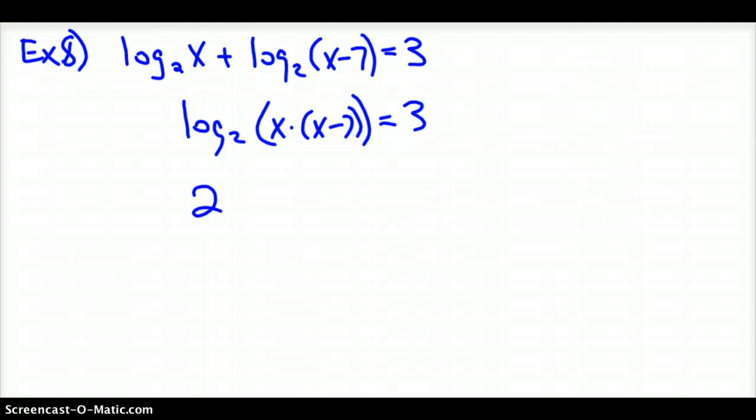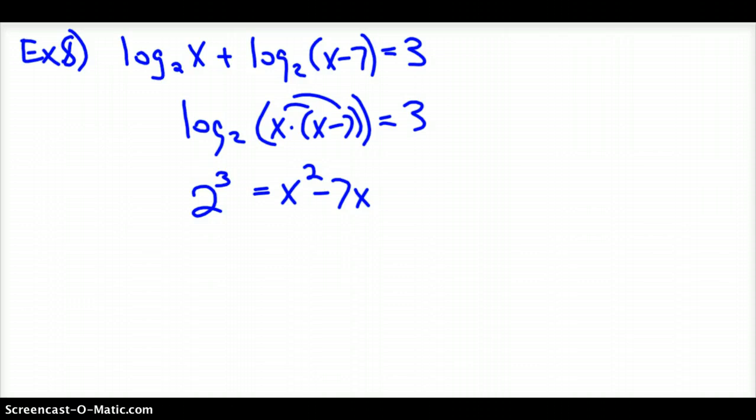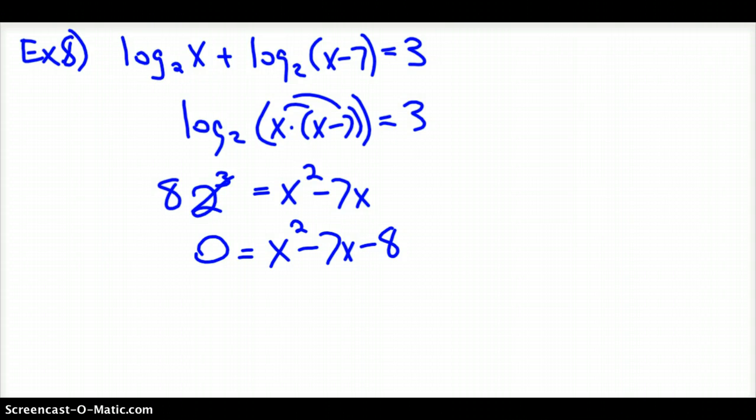So now I'm going to rewrite this as an exponential. So I'm going to say 2 to the third, the base of 2, power of 3, and I'm going to distribute this. I'm going to get x squared minus 7x. Well, 2 to the third is actually 8. I'm going to subtract that over. And to finish this, we will need to factor.